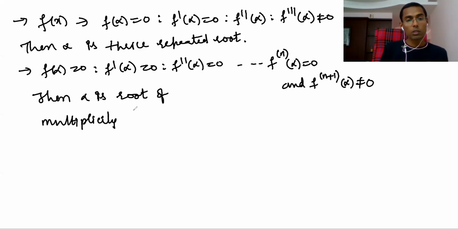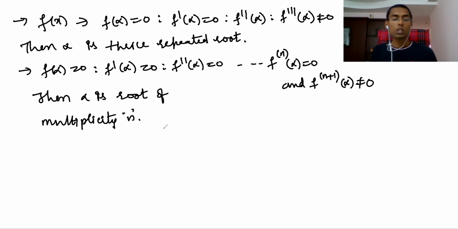Multiplicity n, or n the repeated root. N times repeating this alpha is n times repeating the root. This alpha is a root which is repeating n times. Hope you understand. So that means as simple as this, you see.